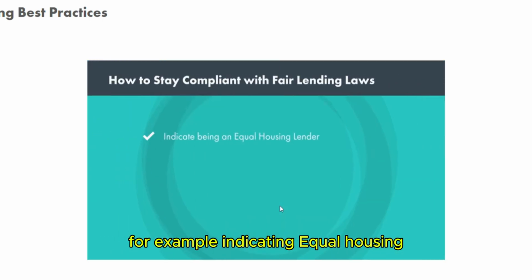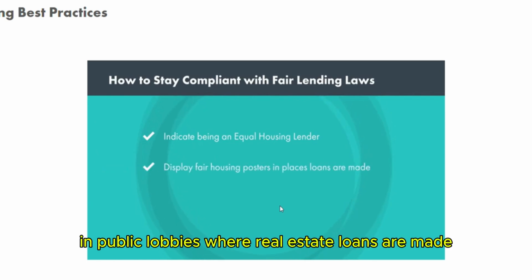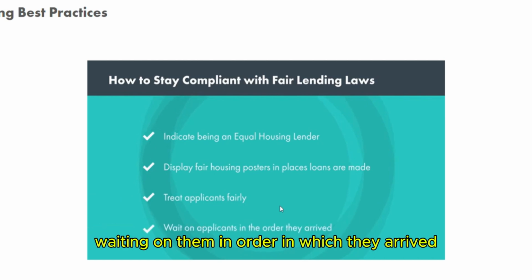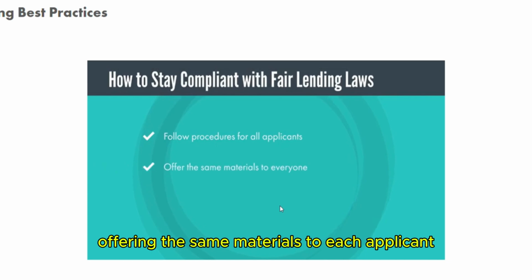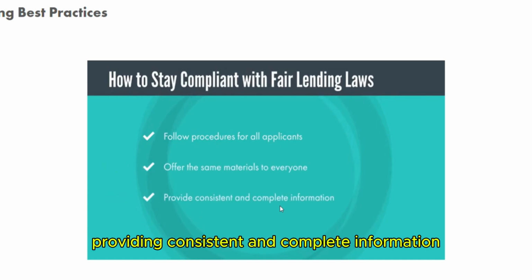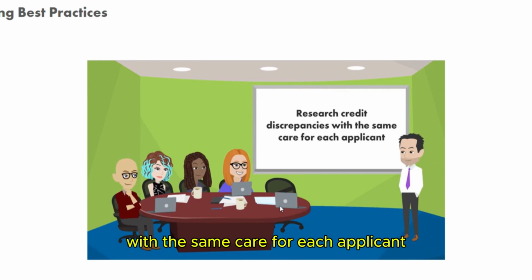For example, indicating equal housing lender in marketing materials and on websites, prominently displaying a fair housing poster in public lobbies where real estate loans are made, treating loan applicants fairly, waiting on them in the order in which they arrived or called, greeting them politely and properly, following procedures and standards for all applicants, offering the same materials to each applicant, providing consistent and complete information, encouraging open communication during the loan process, and diligently researching credit discrepancies with the same care for each applicant.